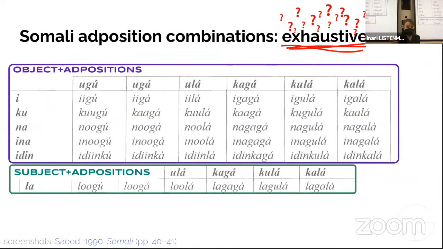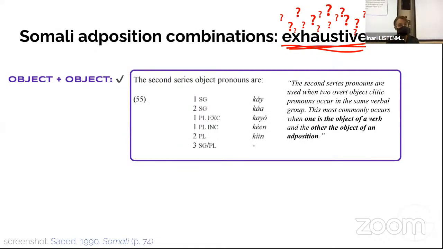It's because I have no clue if these are mutually exclusive. These are not just pronouns with a position, because this first list is a bunch of object pronouns, but the one with la is actually subject pronouns. So this is completely incomplete. So, okay, Said's book explains what happens if we have two object pronouns with no positions.